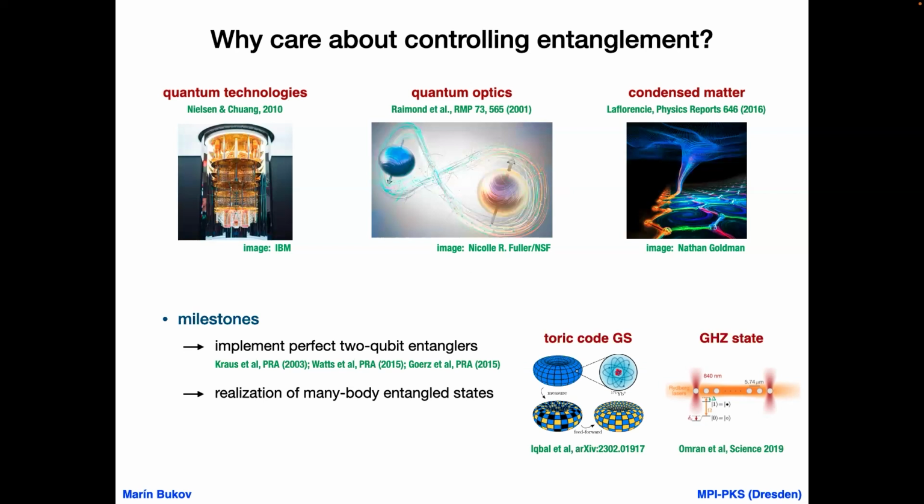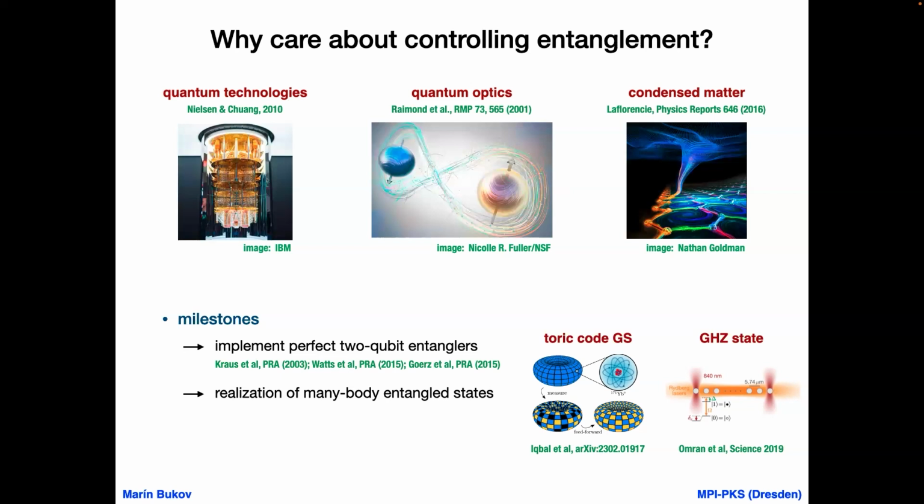So that's not so difficult. What's more difficult is to realize states of many particles that all interact and get entangled. Examples of such states are, for instance, the toric code ground state. This is an example of such a spin liquid, or the many-body GHZ state.